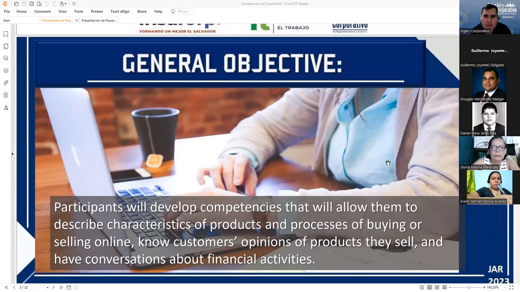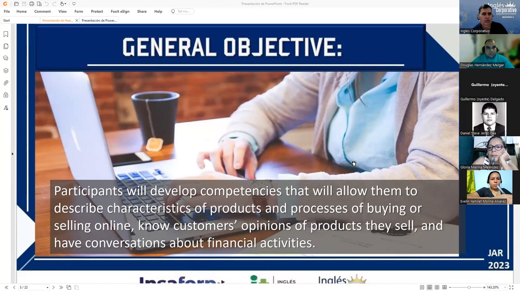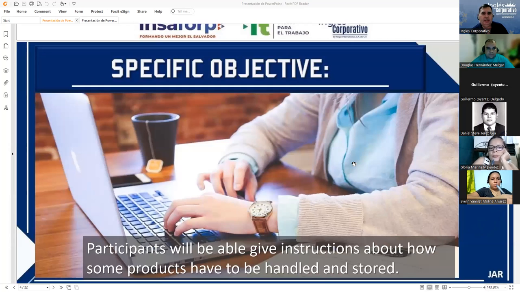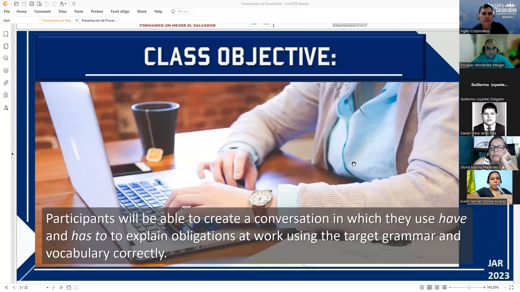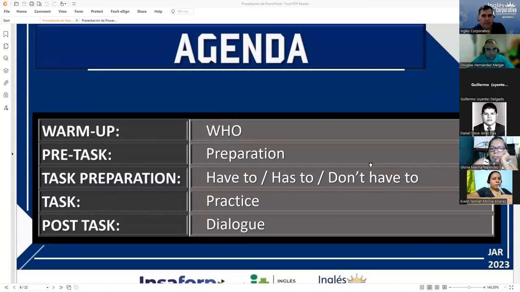This is the general objective. This is the specific objective. And this is the class objective. Participants will be able to create a conversation in which they use have to and has to explain obligations at work using the target grammar and vocabulary correctly. So we're going to be making questions using who. We're going to be working on the preparation, then have to, has to, don't have to, practice, okay?